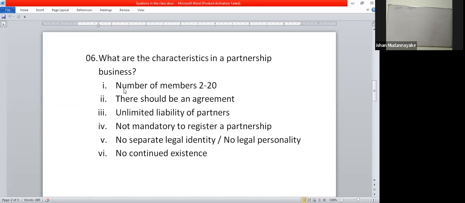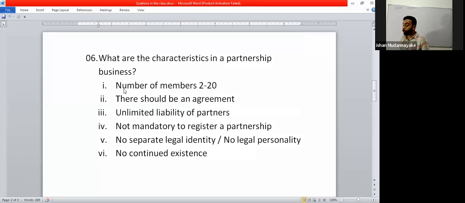These are the characteristics we discussed last time. Number of members 2 to 20. There should be an agreement. Unlimited liability of partners. Unlimited liability means what? Sometimes to settle partnership business organization liabilities, owners may have to sacrifice their personal properties as well. That is the idea of unlimited liability of partners.